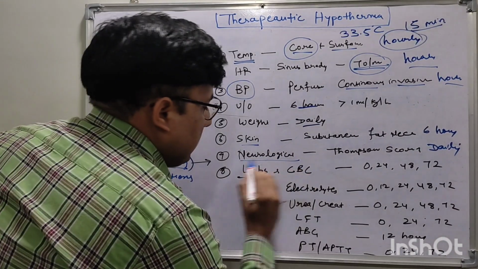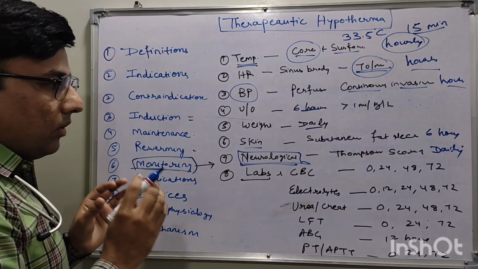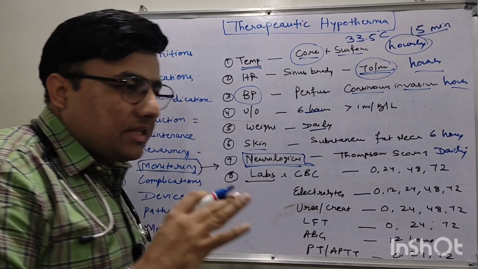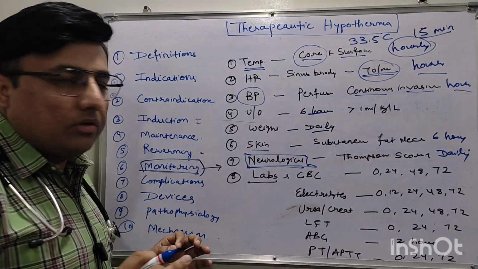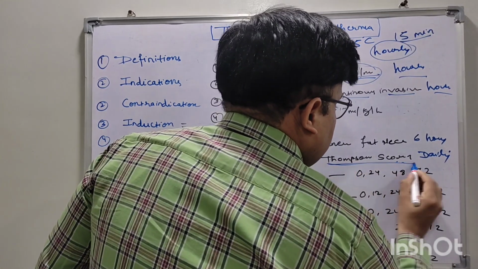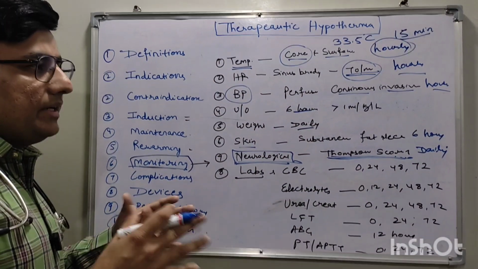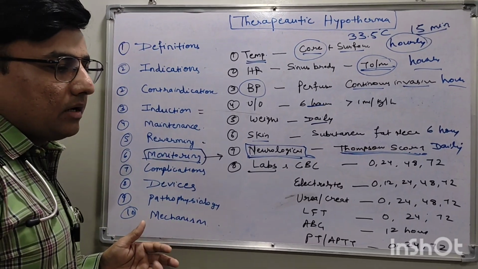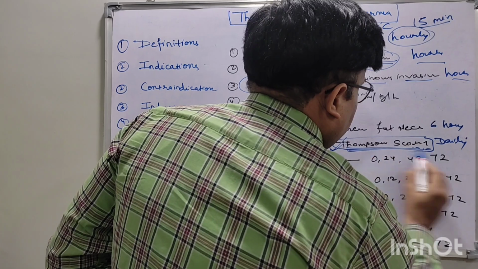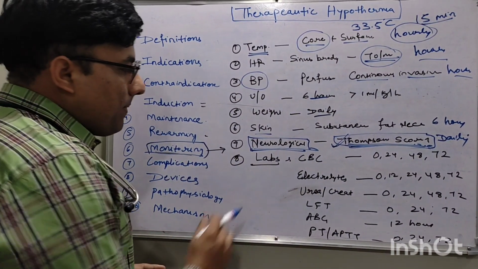Next is neurological assessment. For neurological assessment, sensorium and tone, all the neurological examination we should do daily for that baby to assess improvement or deterioration in the neurological condition of that baby. That we can do by the Thompson scoring. The Thompson score is something we can quantitate, as scoring will be there. So objective assessment we can do by this Thompson scoring, which we should do on a daily basis.